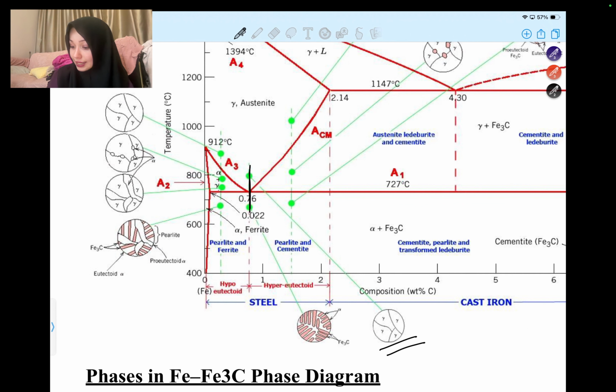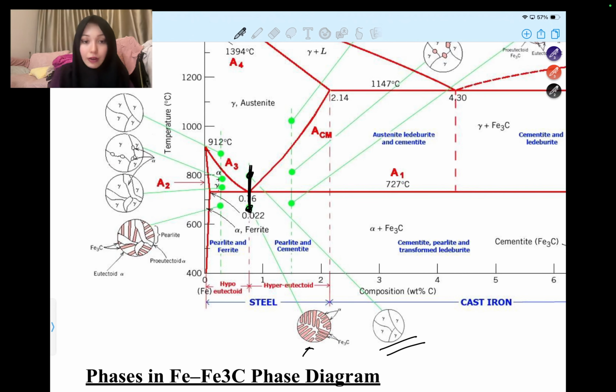Just as the temperature is decreasing, for example from here to here, as it is decreasing, the pearlite also starts to become, how can I say, from more liquid phase it becomes the solid phase. So as it solidifies, the structure can also start forming different structures, but generally at this point the pearlite forms.